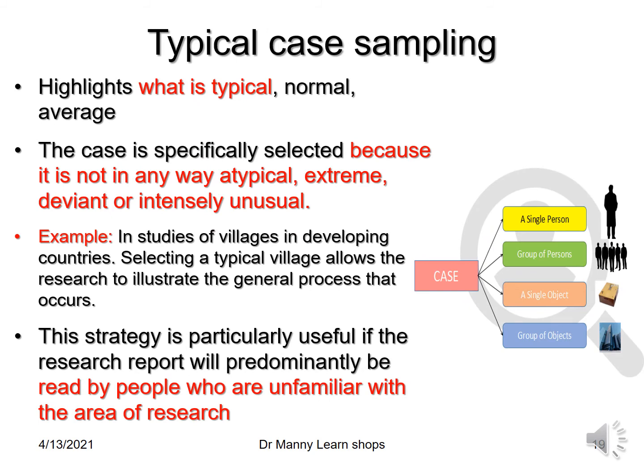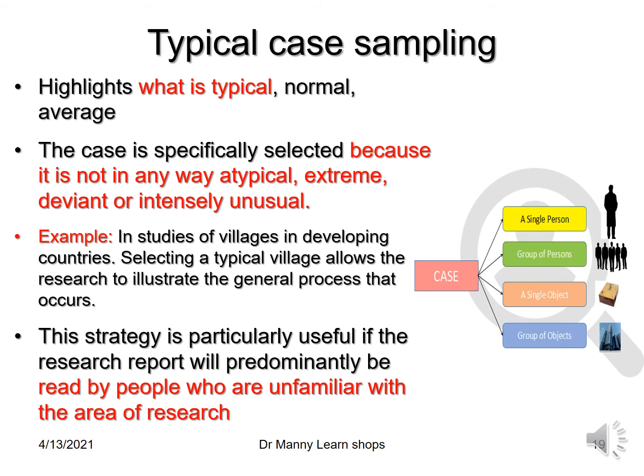Then you've got case sampling, and there are 3 types. Typical case sampling highlights what is typical or normal or average. And this is where the case is specifically selected because it's not in any way atypical. It's not extreme, it's not deviant, it's not intense, it's not unusual. And this is a strategy that's particularly useful if the research report will predominantly be read by people who are not familiar with the area being researched.